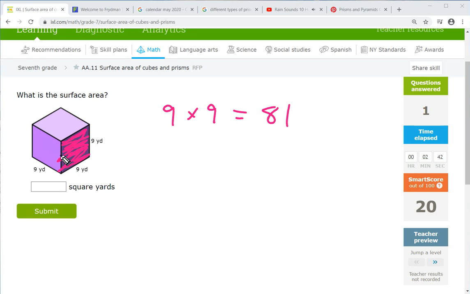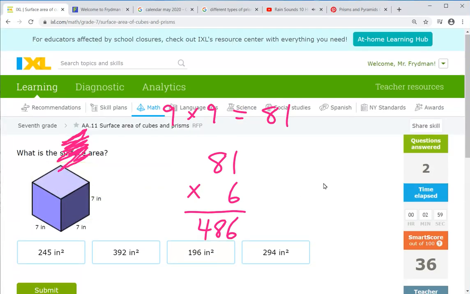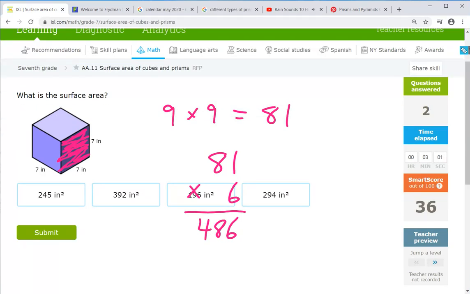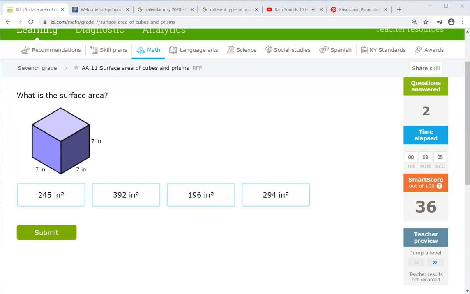So to find the surface area of this whole thing, we need to take 81, and we have to multiply it by 6, and that's going to give us 486 square yards. Right? Okay, so again, it's the same thing. Same thing here. So I'm just going to go ahead and jump a level.